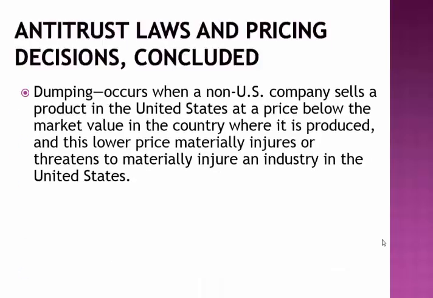Dumping occurs when a non-U.S. company sells a product in the United States at a price below the market value in the country where it is produced. So they're dumping these items in the U.S. at a low selling price. And this lower price materially injures or threatens to materially injure an industry in the United States. And we have heard about this recently in the last couple of years, definitely in regards to the solar industry.